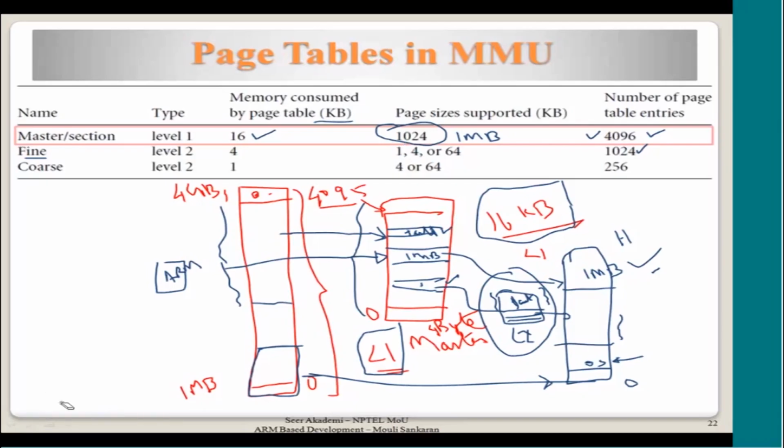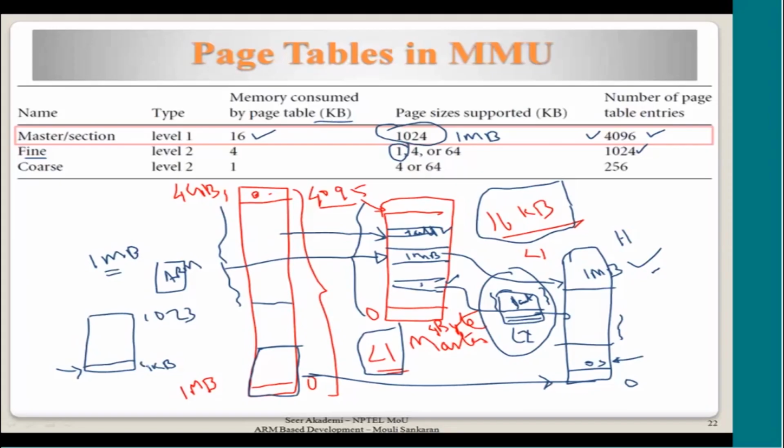Okay, it is taking care of 1 KB size. So one L2 table is always for 1 MB of the virtual memory space. If each table entry takes care of 1 KB of space, how many will be there? 1000 will be there, right?